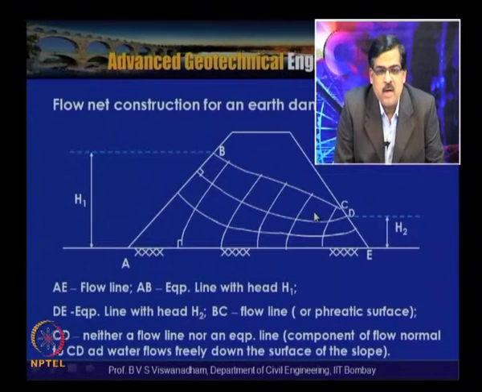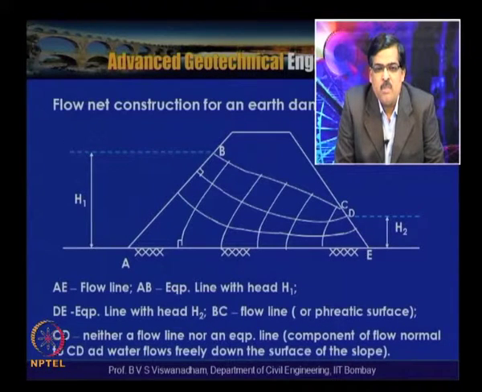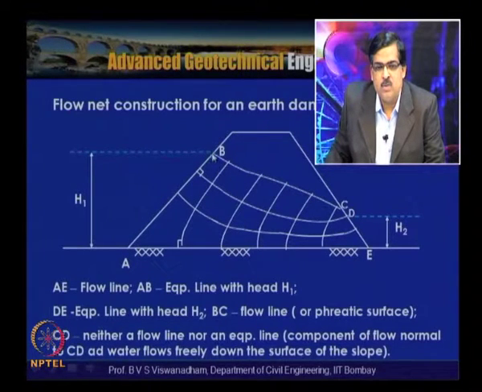They should be constructed in such a way that we have the aspect ratio B by L equal to 1, and CD, which is neither a flow line nor an equipotential line. This is a component of the flow normal to the CD, and water flows freely down the surface of the slope. So, CD, point C and point D, appear to be a point of conflict in the given example. So, these are the potential drops, because this being here it is easy to calculate.